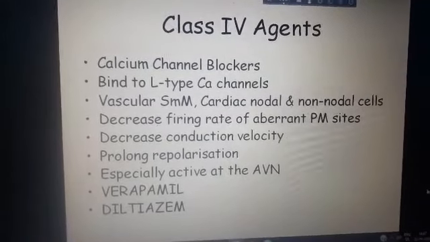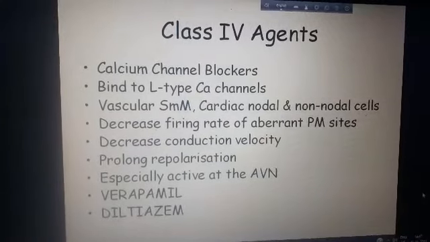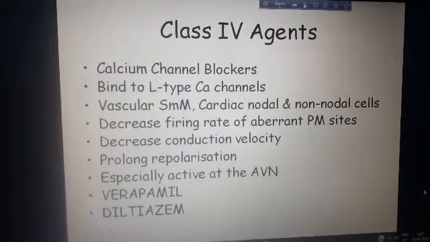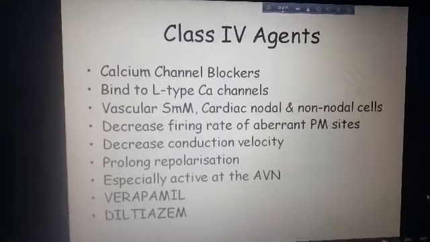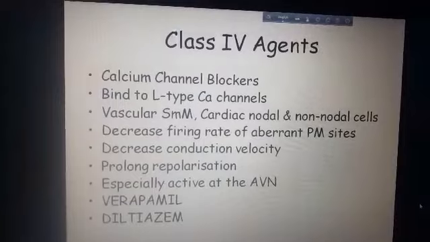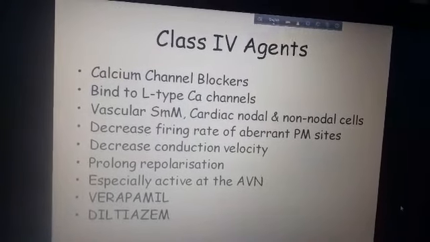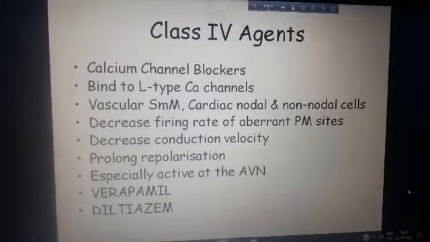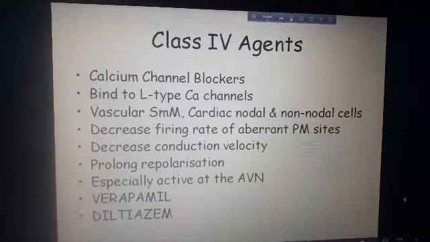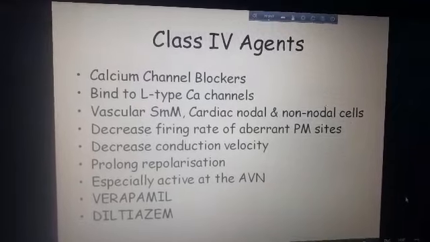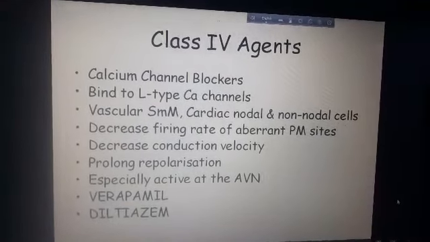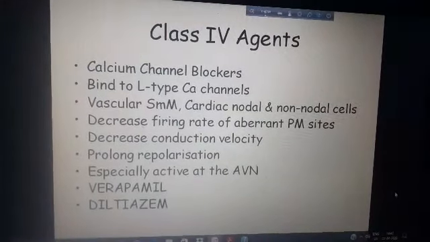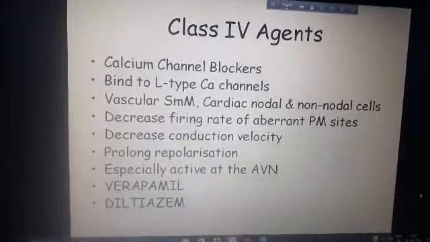Calcium channel blockers are responsible for decreasing the phase 0 slope of the pacemaker tissue. Phase 0 of the non-pacemaker tissue is mainly done by the sodium channel, but phase 0 of the pacemaker tissue is done by the calcium channel. So a calcium channel blocker will block that phase 0 slope. And so they decrease the conduction velocity, and they prolong the repolarization. They are especially active at the AV node, and examples are verapamil and diltiazem.